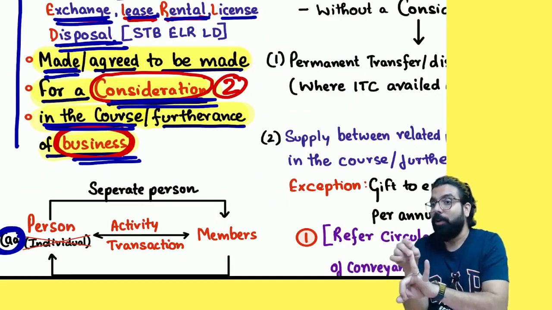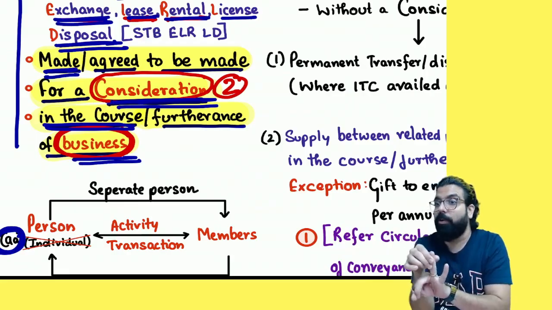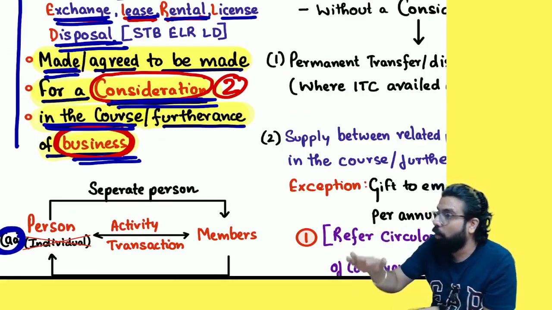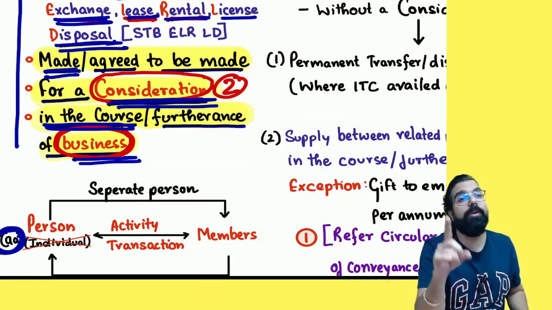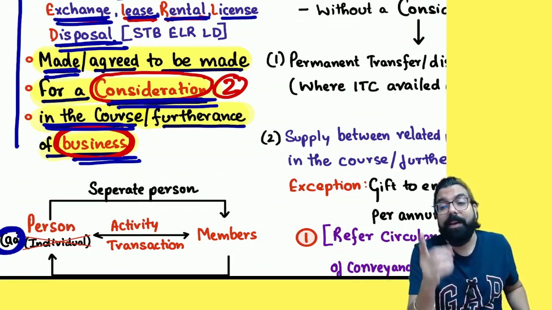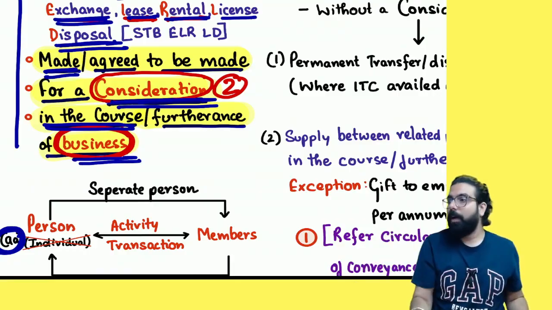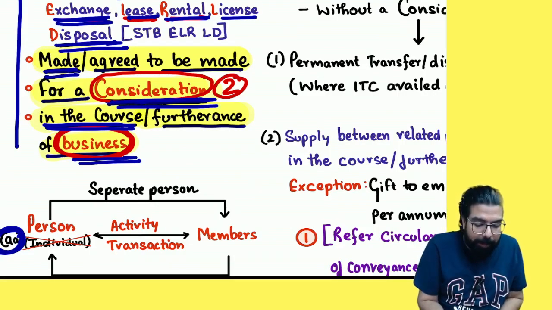You know what we do? We also sell the garbage of our institute. That's not my business, but it's in the course of my business. The word used in supply is not business. It says it should be in the course of your business. Are we clear?